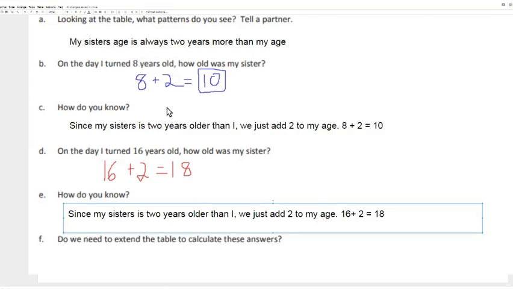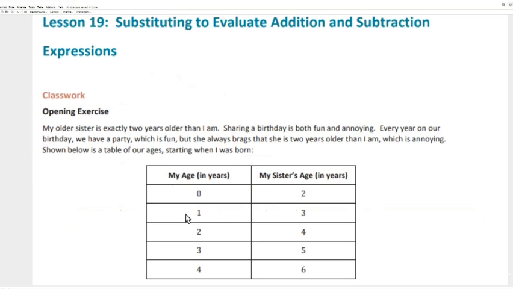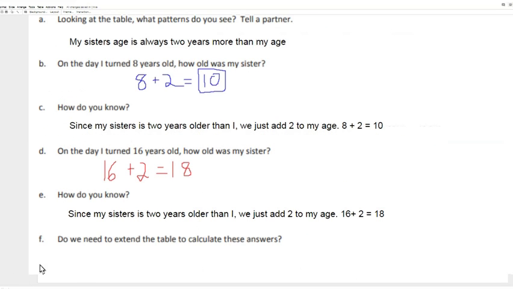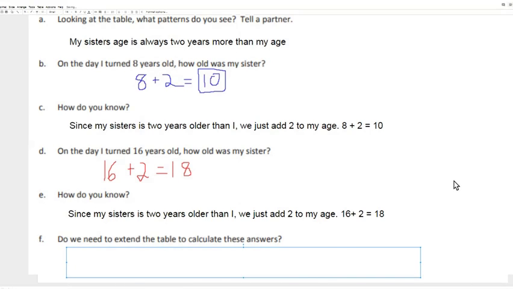And of course, the answer is no. We don't need to make this table any longer because all we have to do is simply add 2 to my age. So do we need to extend this table any further to calculate these ages? And of course, the answer is no.